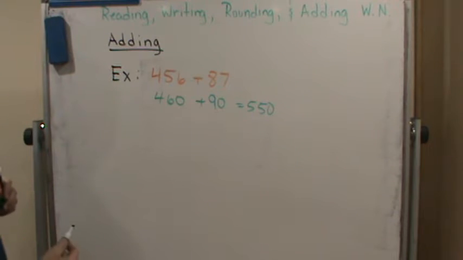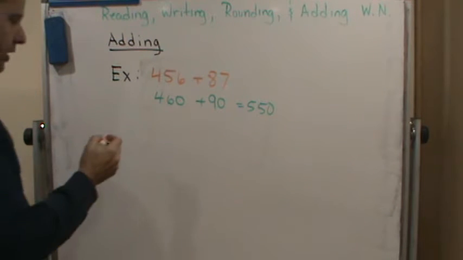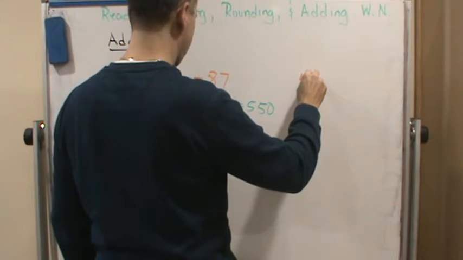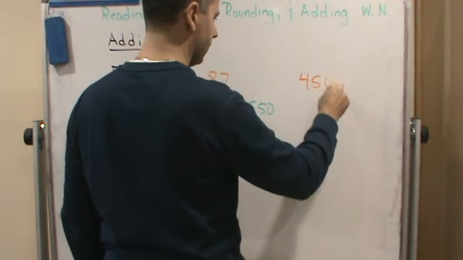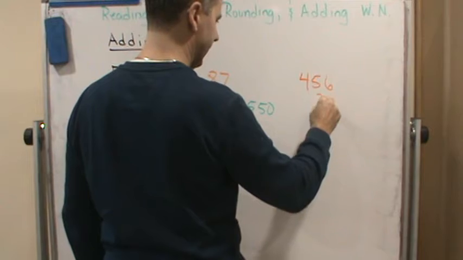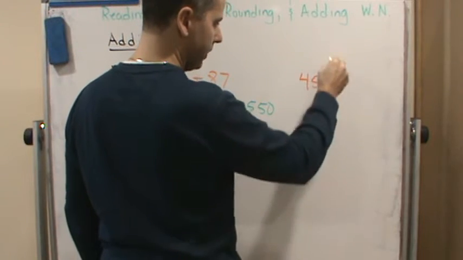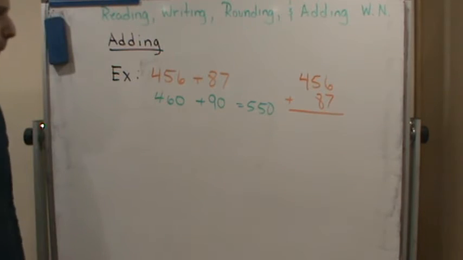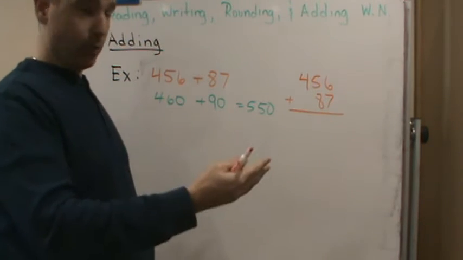Okay. So now, what do I do? Well, I'm going to line up the ones digits for each number. I'm going to write it vertically. So I'm going to write 456 over 87. And again, make sure the ones digits line up. Okay? And now, again, you can add left to right.